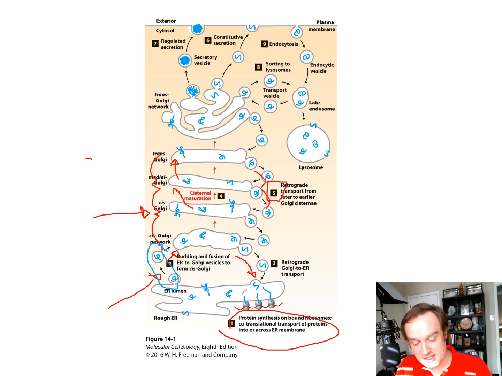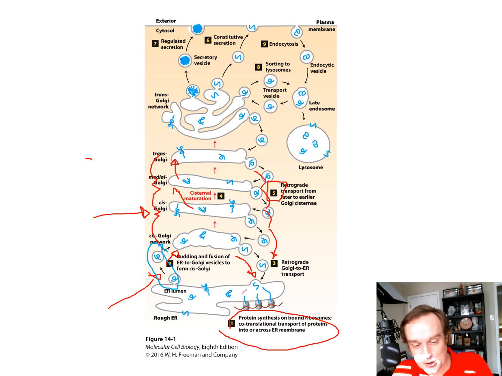So everything on this recycle, the retrograde side over on the right here, those are all things that are enzymes or proteins specific to the Golgi or the ER. They're not meant to be trafficked. The trafficked proteins, they don't go retrograde.